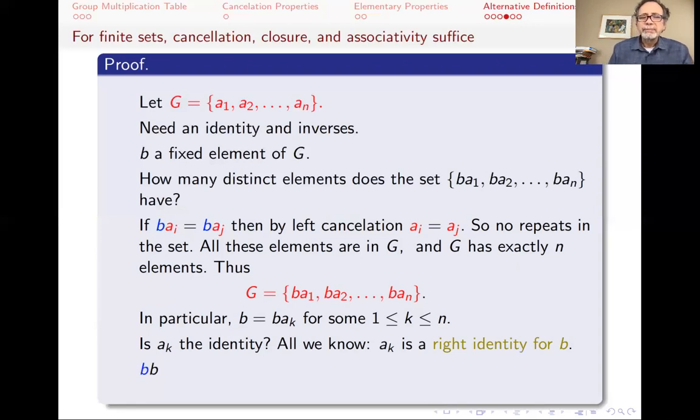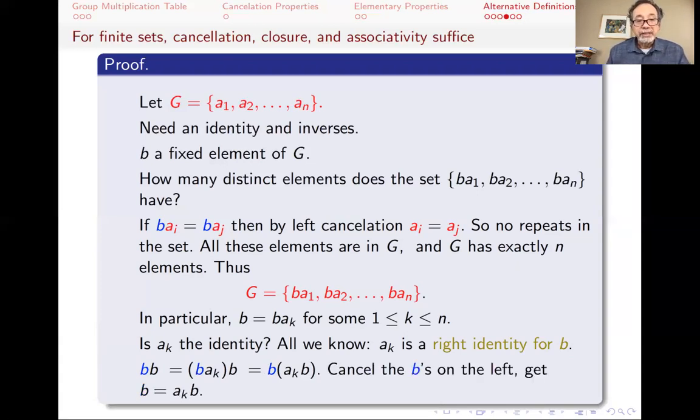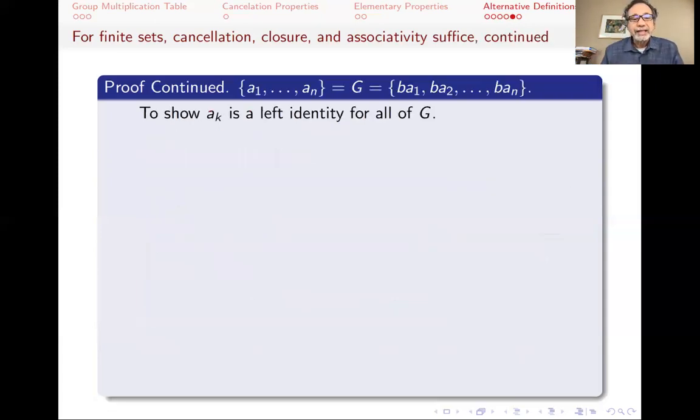We start by looking at B times B. And instead of the first B, I'm going to write BAK because B is BAK. Then I'm going to use associativity and write that as B times AKB. Cancel the B's, the blue B's on the left, and you get that B is AKB. I still don't know that AK is identity. It's just the identity for B, both left and right, but not necessarily for other elements. That's the next thing we have to do.